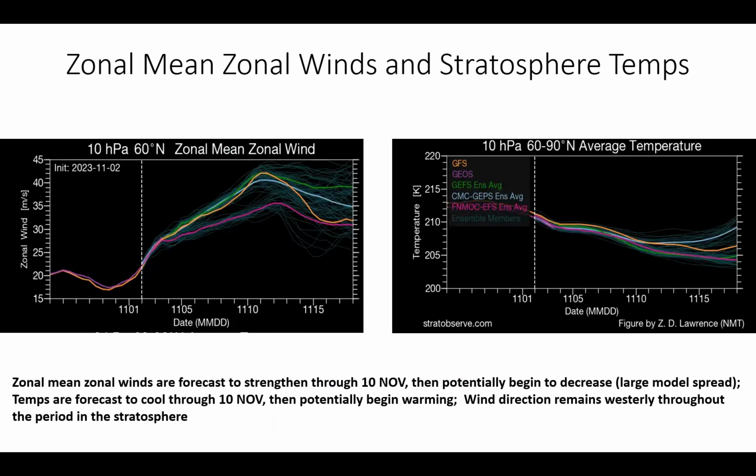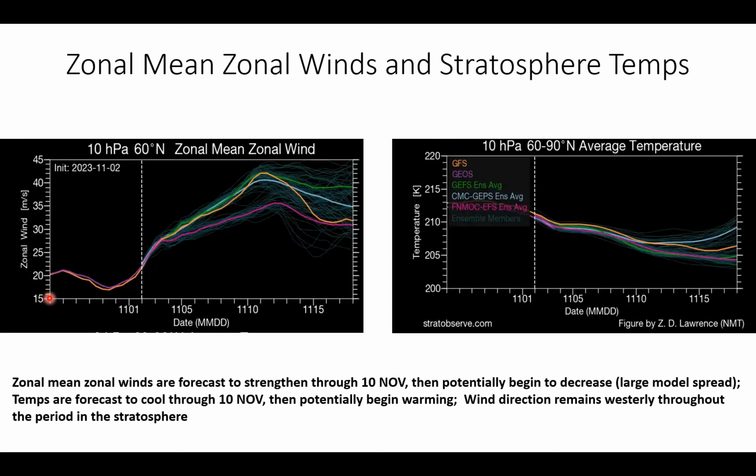Let's take a look at the zonal mean zonal winds now, as well as the stratospheric temperatures, courtesy of ZD Lawrence. All right, so we're looking at the first graphic here on the left. We're looking at the zonal mean zonal winds at 60 degrees north latitude and at an altitude at 10 hectopascals, 10 millibars. And this is our vertical line, this white dashed line today. This is where we're at in today's date, generally showing an increasing trend, an increase in the wind speeds. These are the wind speeds over here on the left. Zonal winds here are in meters per second.